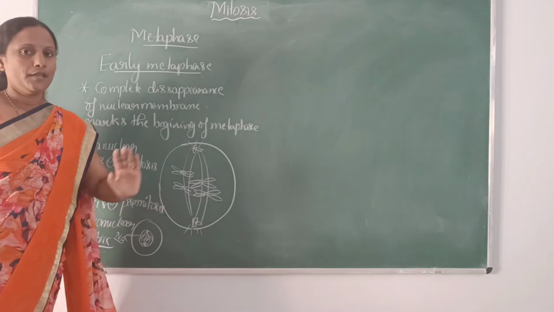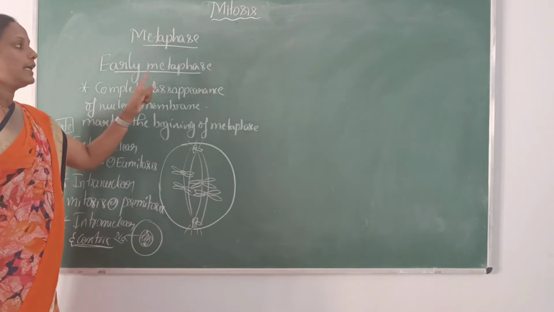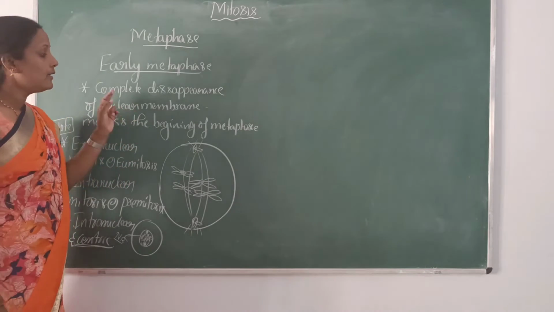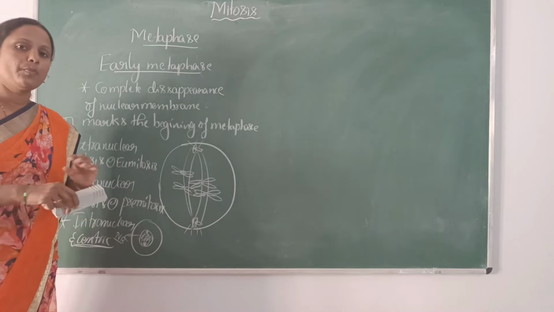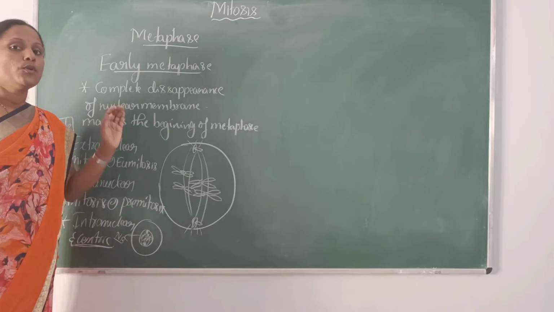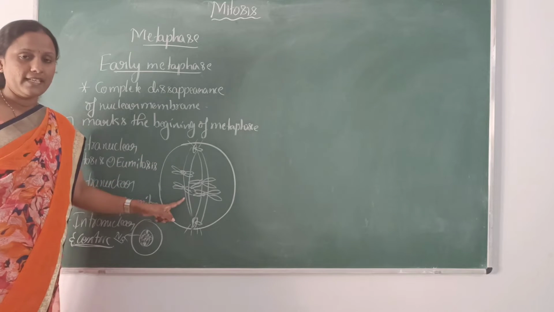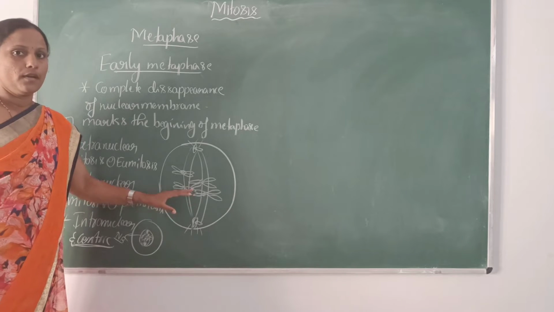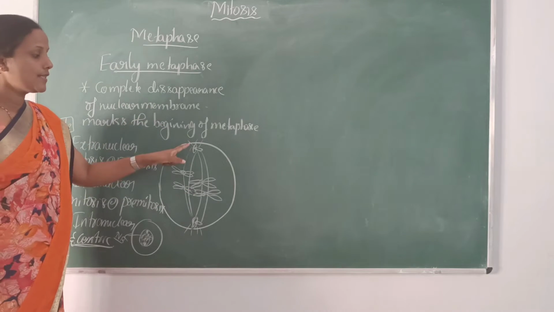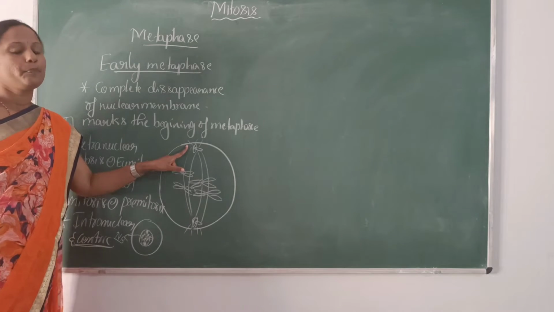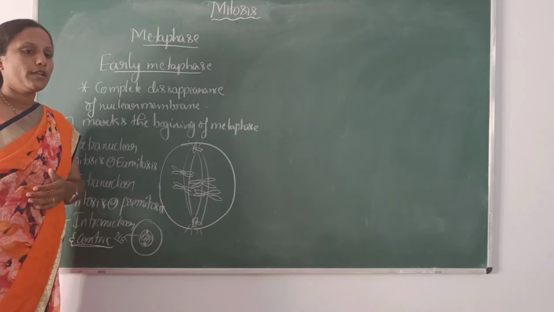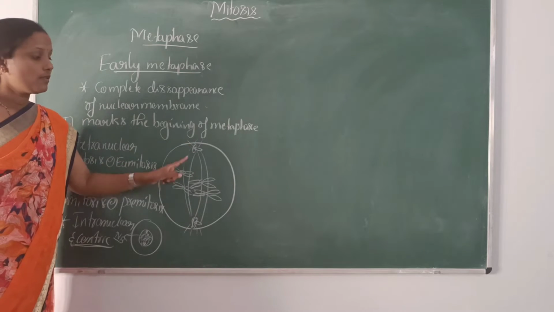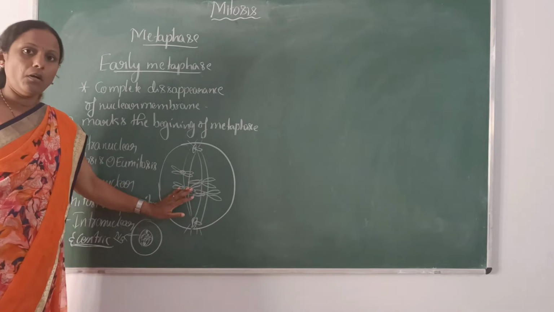And now we shall continue with the process. As I told, in the early metaphase, there is a complete disappearance of the nuclear membrane and the chromosomes get spread in the cytoplasm, and to the chromosomes there is an attachment of spindle fibers. That means here the complete mitotic apparatus has been formed. I told in the last class, the prophase is characterized by the development of the mitotic apparatus, which includes centrioles, asters and the spindle fibers. So this is the mitotic apparatus which is already formed.